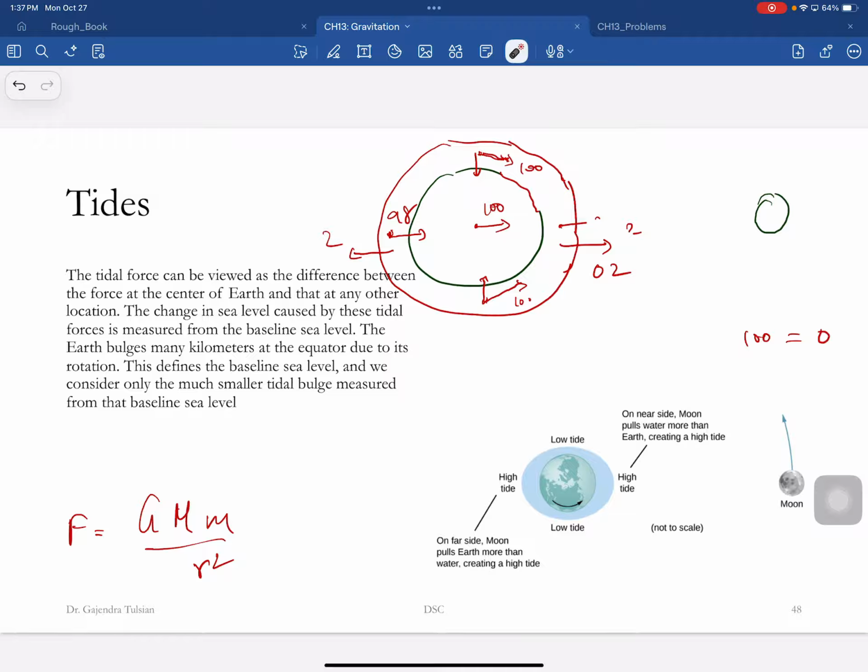Why is the difference so small for the gravitational force from the sun? It's so far away, and this difference is small compared to this distance. This difference is large compared to this distance. So that's why the moon gives you the tide.